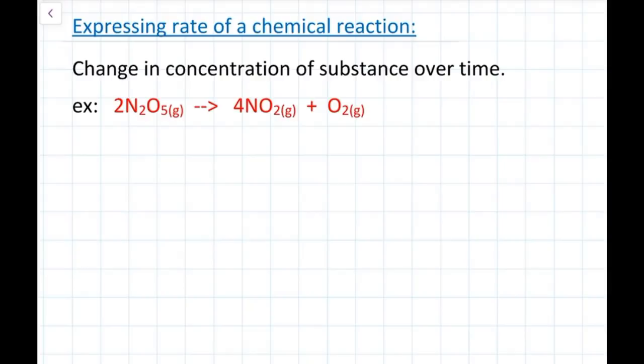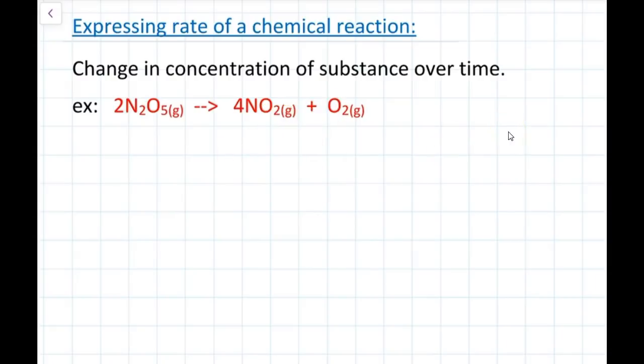All right, so we've already talked a little bit about changing rate of reaction. So today we're going to talk about how we express reaction rate. And it's done pretty simply. We're just looking at how much change you have in concentration of one of the substances in the reaction over time. So it could be how fast a reactant, like in this case N2O5, is being used up, or it could be how fast a product, one of these two guys, is being made.